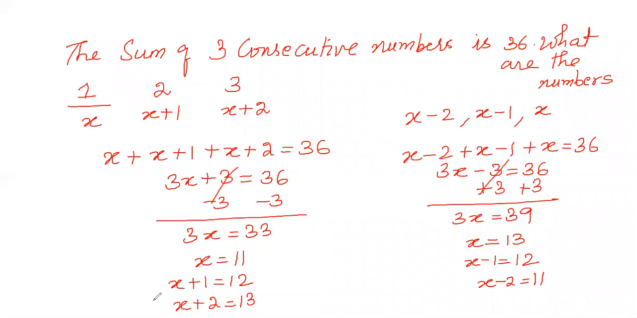So in both the cases, you get 11, 12 and 13. So these are consecutive numbers. This is how you solve the equations. So when you see a problem, you have to read it, understand it and make it into an equation. Then you can solve it, right?